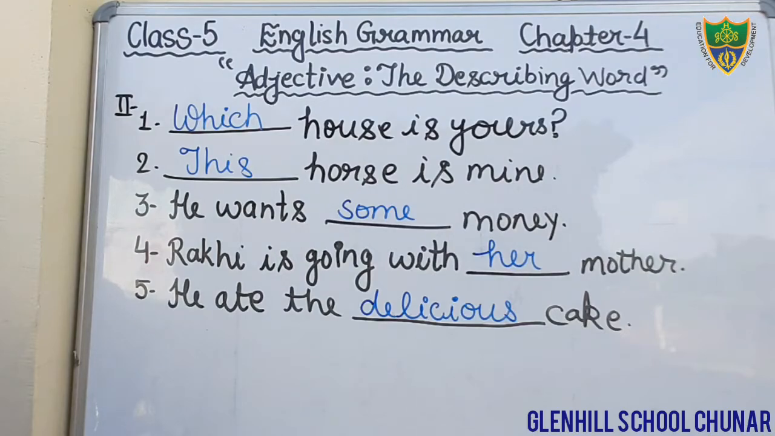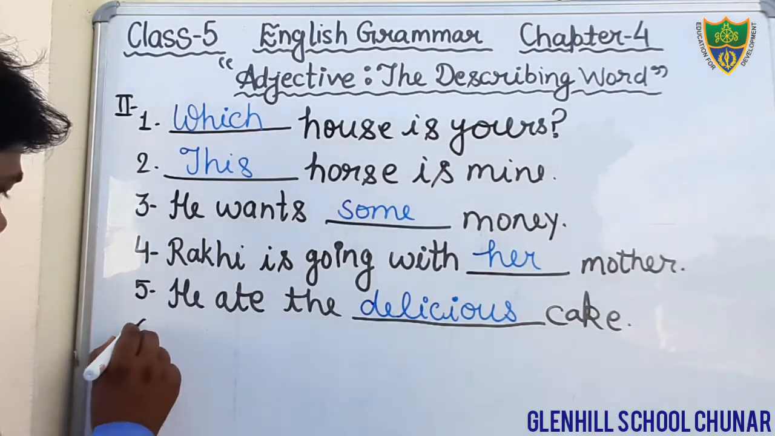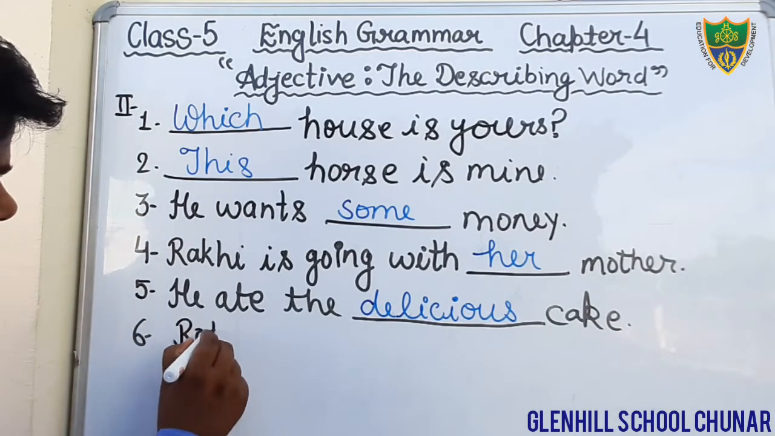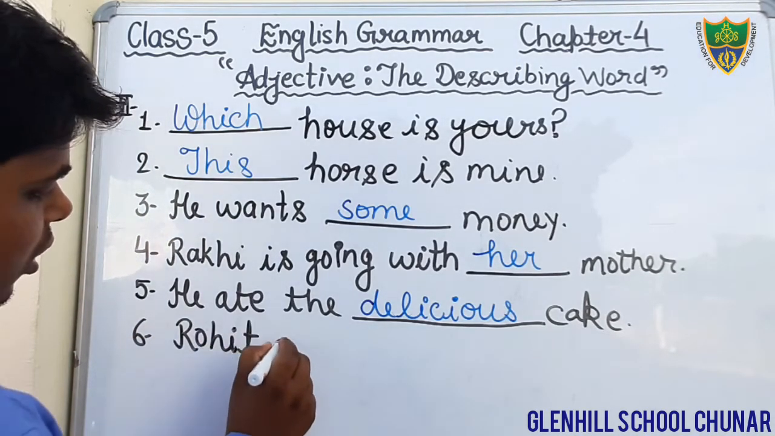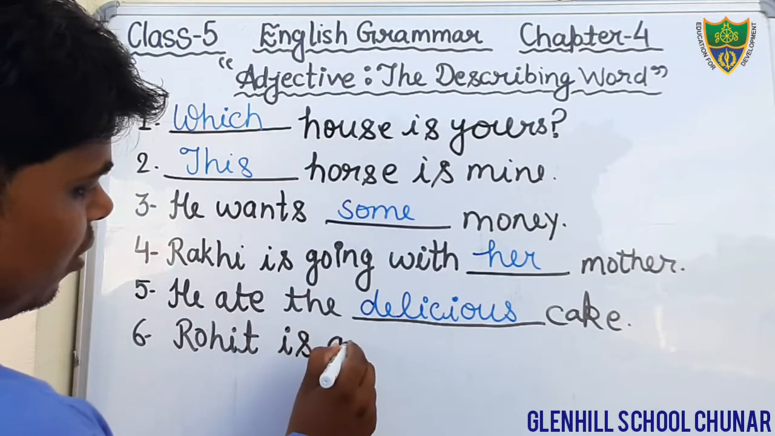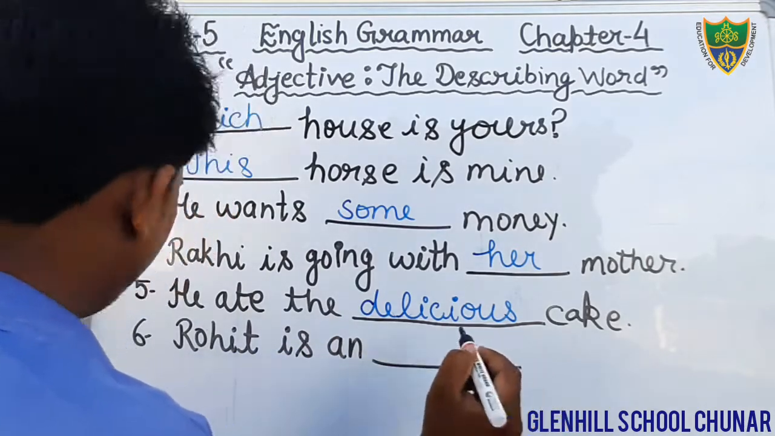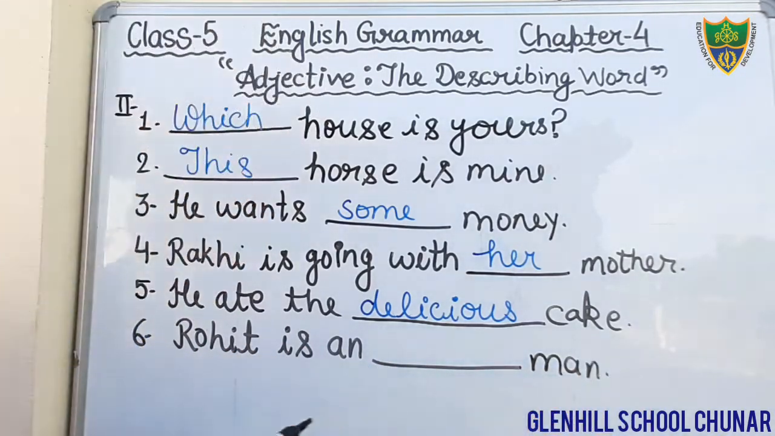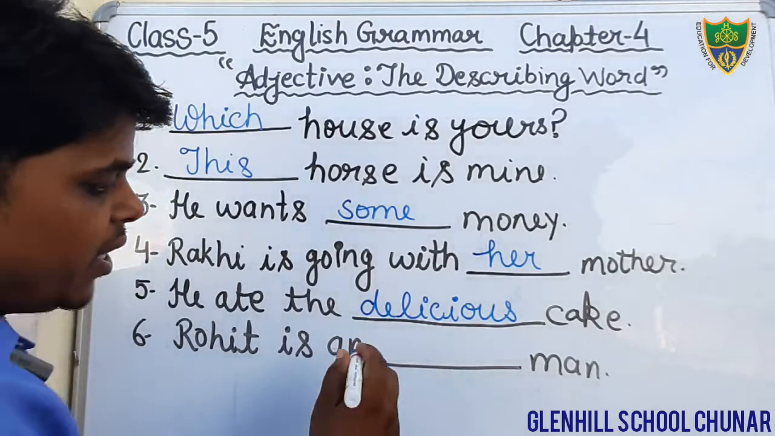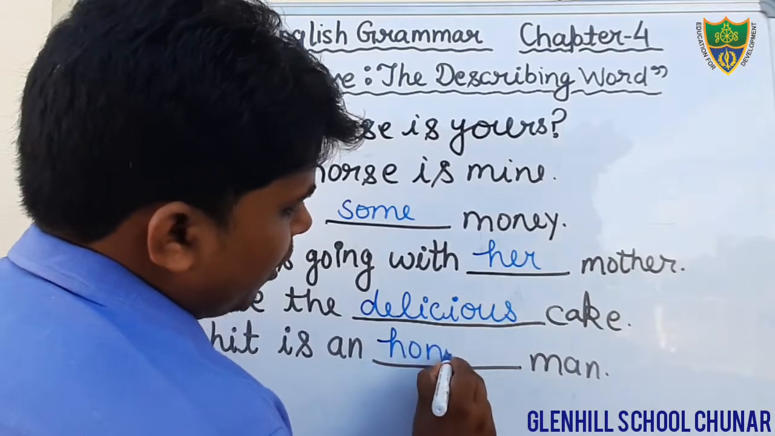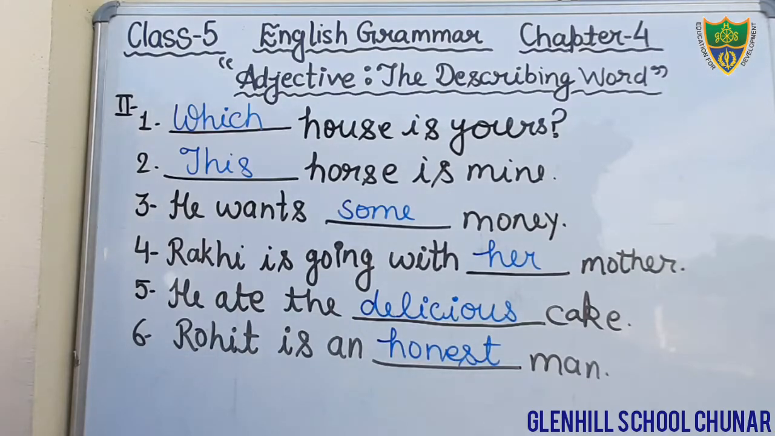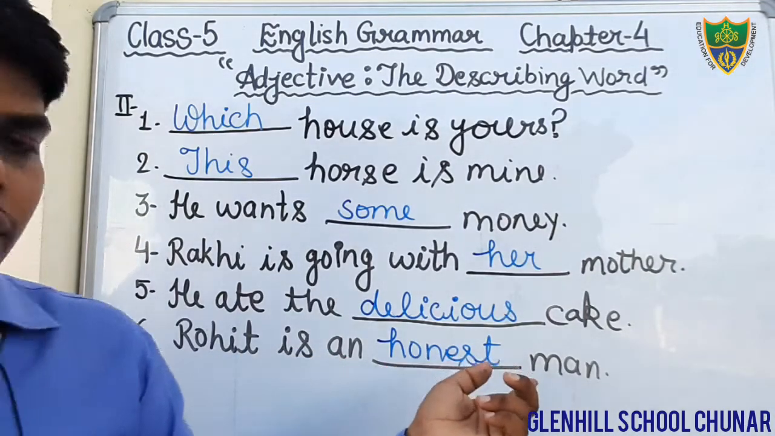Next question, question number 6. Rohit is an blank man. Okay students, this is the sentence. Rohit is an... What kind of man? Honest man. You have to fill the suitable adjective. So you will fill the word honest. Rohit is an honest man.